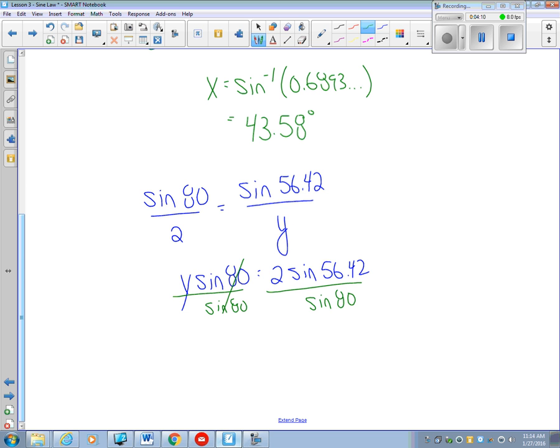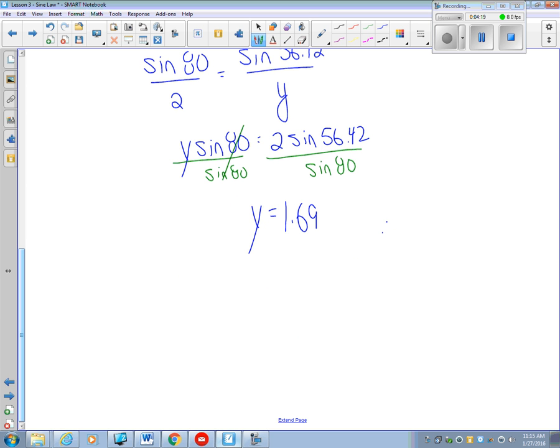So I'll cancel. And if I put this in my calculator, I end up with y being 1.69. Okay, so if we do our word problem answer, the board is 1.69 meters from the wall. And really, that's just an application of how we can use the sine law, doing our two basic questions, finding a missing angle and finding a missing side.